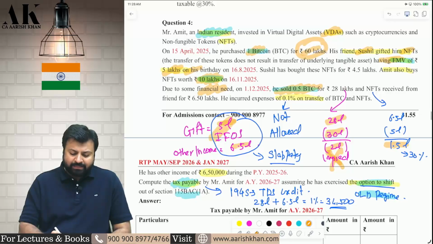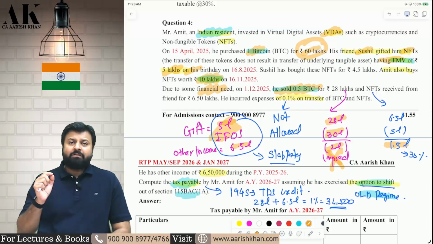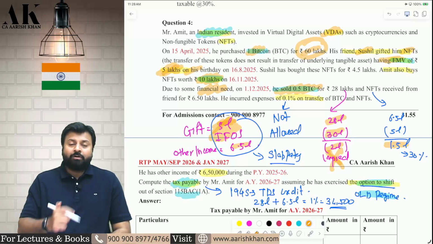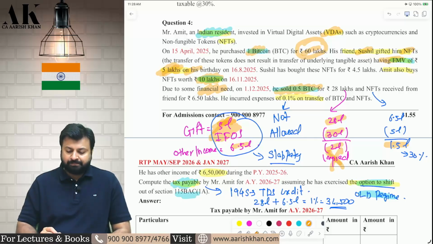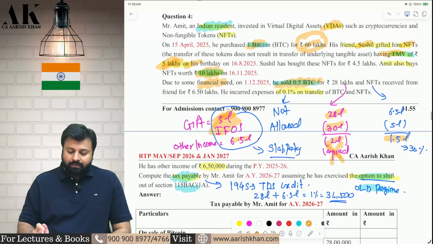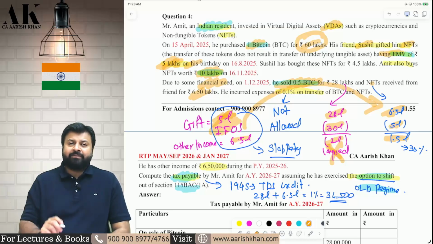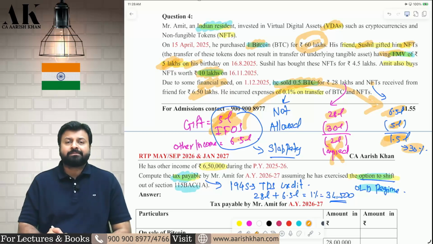What is the next income for Amit? The next income is the gift from friend. If I receive a virtual digital asset whose market value is more than 50,000 rupees, that is taxable as income in my hand. Therefore, this 5 lakh rupees will be income in my hand, because Mr. Sushil, my friend, is giving me an NFT of 5 lakh rupees on my birthday. So this 5 lakh will be income from other sources. Apart from that, this NFT which I received as a gift from my friend, I am selling later on for 6.5 lakhs. So 6.5 lakhs will be the sale consideration of this NFT, and the cost of acquisition will be the FMV taxed under 56(2)(x), which is 5 lakhs. Therefore, this 1.5 lakhs will be subject to 30% tax.